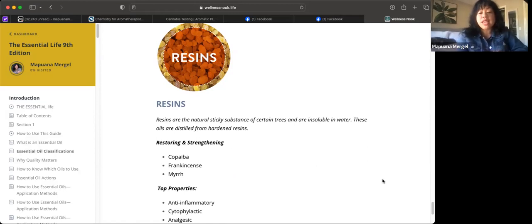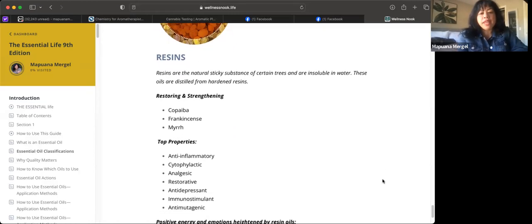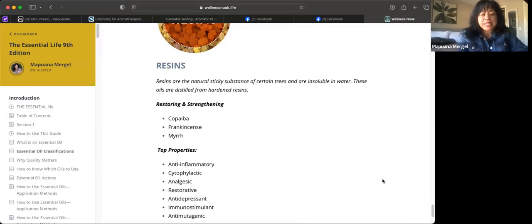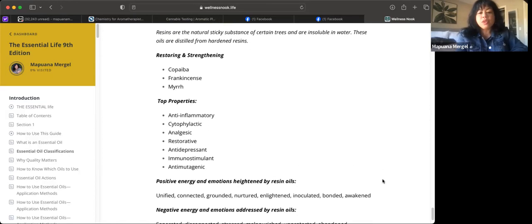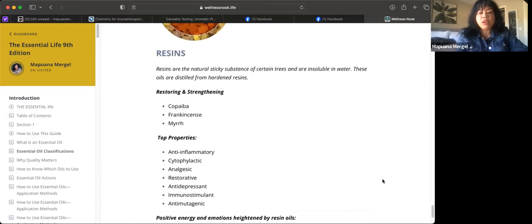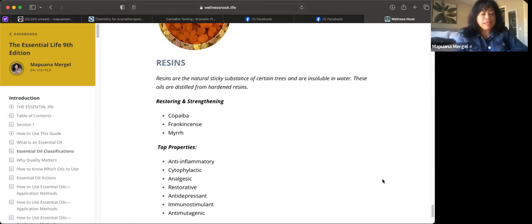Resins are the natural sticky substance of certain trees and are insoluble in water. These are distilled from hardened resins, okay? So they have anti-inflammatory, cytophylactic, analgesic, restorative, antidepressant, immunostimulant, and anti-mutagenic properties. So can we get somebody to give us a story on frankincense?